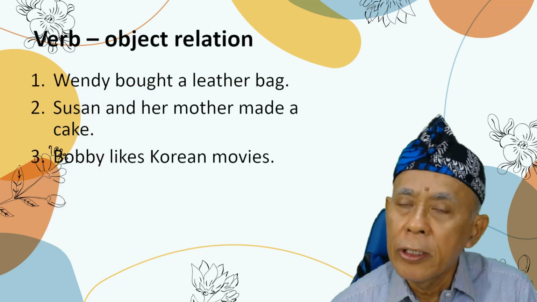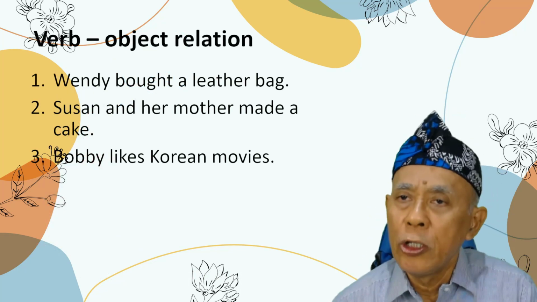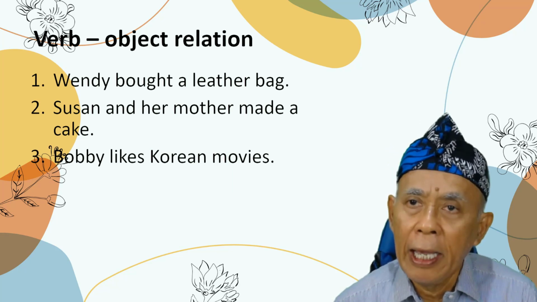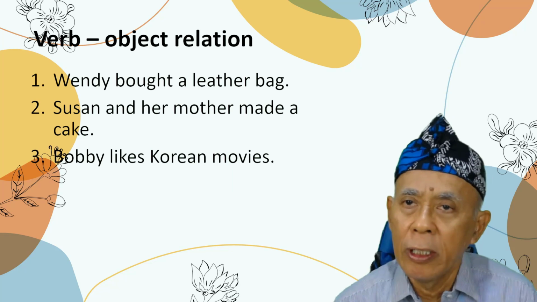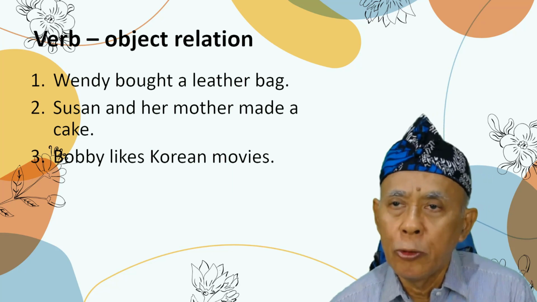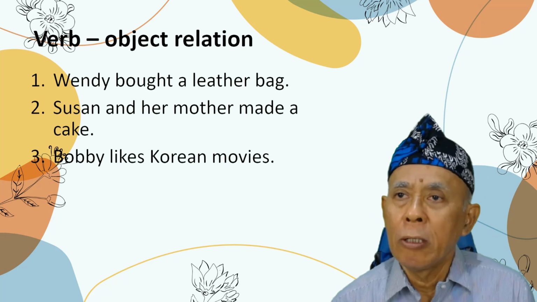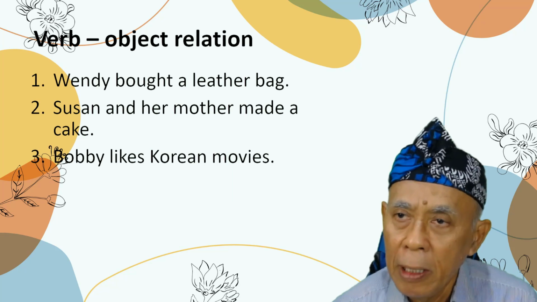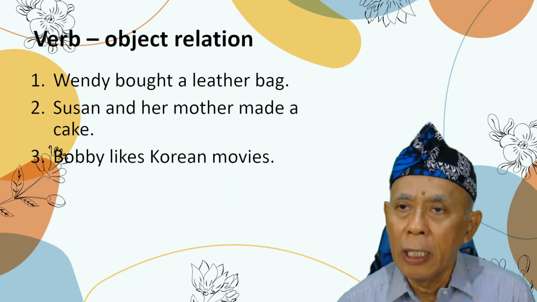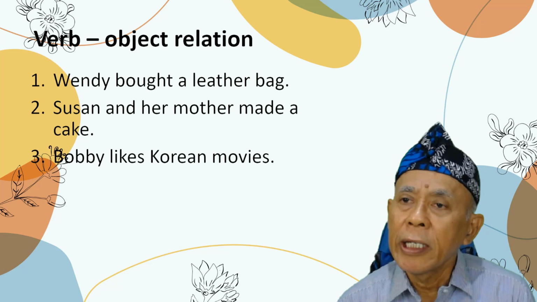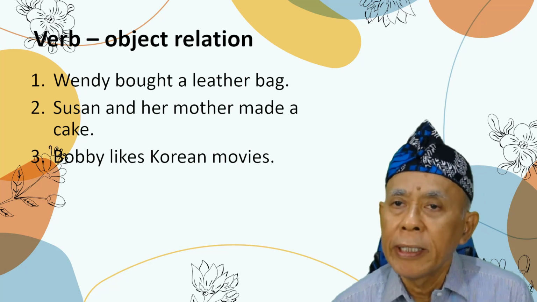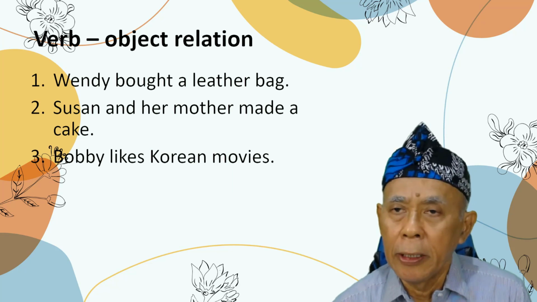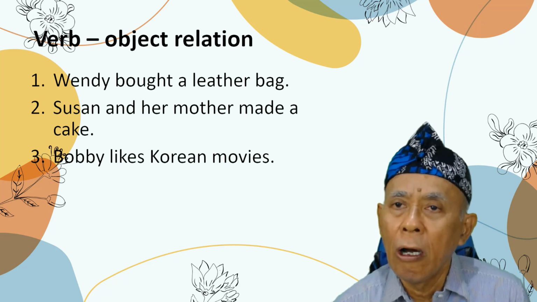Well, now let's see the three kinds of relation once again. Wendy bought a leather bag. A leather bag here is already there and is affected by the buying action. The leather bag moves from the store to Wendy's house because Wendy has bought the leather bag. In the second example, Susan and her mother made a cake. The cake was not there before, and now the cake is here because Susan and her mother made it. So the cake here is a result of the action.